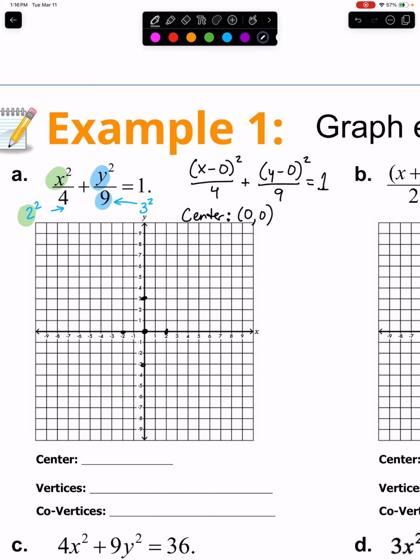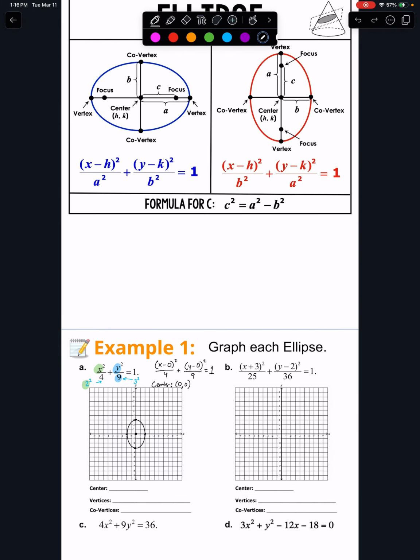All right, so 2, 2, 3, 3, push and hold. It should graph the ellipse for you. It might be a little crooked. You might need to draw it out a little bit better. There we go. Okay, now you might be asking what are your vertices and co-vertices?